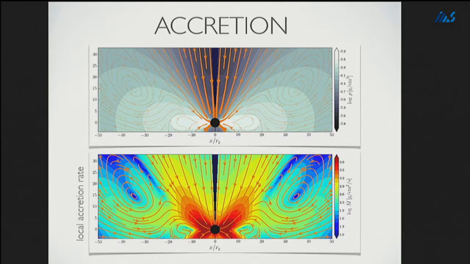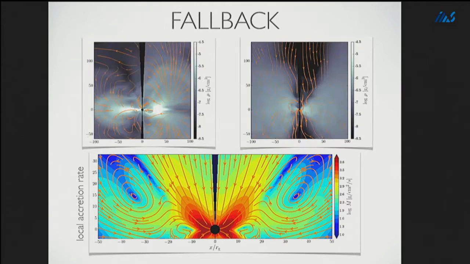This is a plot which shows the local accretion rate on the poloidal plane. And somewhat surprisingly, the accretion does not take place in the bulk of the disk as usually in accretion disks. What happens is that most of the accretion comes actually along the edge of the torus. The gas actually falls down on the black hole along the polar axis. Where does it come from? It comes from the fallback.